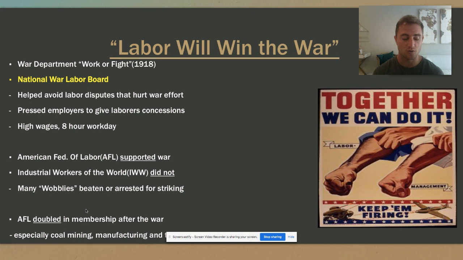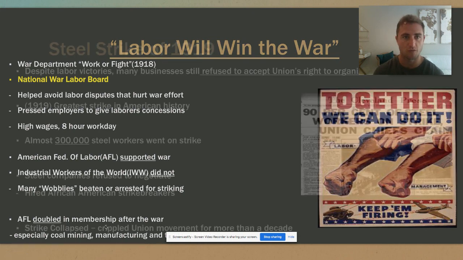This is going to satisfy the AFL. The AFL is going to support the war, but as I mentioned, the Wobblies, the International Workers of the World, our socialist union of the country, does not support the war, and many of them are prosecuted under the Sedition Acts and for treachery, I guess. The AFL doubles in membership after the war because of their support for the war.